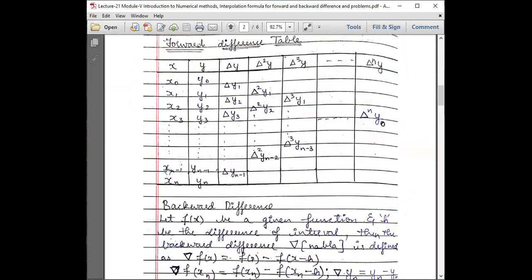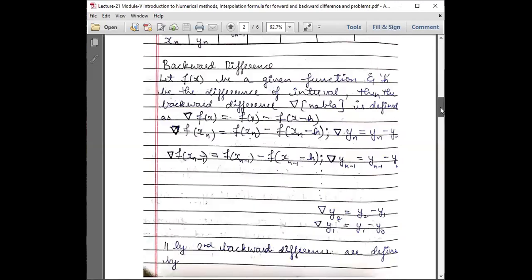x naught, x1, x2, and so on up to x n minus 1, and y naught, y1, y2, up to y n minus 1. Delta y means the differences: y1 minus y naught, y2 minus y1, like that. Similarly, for the backward difference, nabla f of x is equal to f of x minus f of x minus h. From this equation, I'm going to define nabla y1, nabla y n, that is equal to y n minus y n minus 1, nabla y n minus 2, nabla y2, nabla y1.